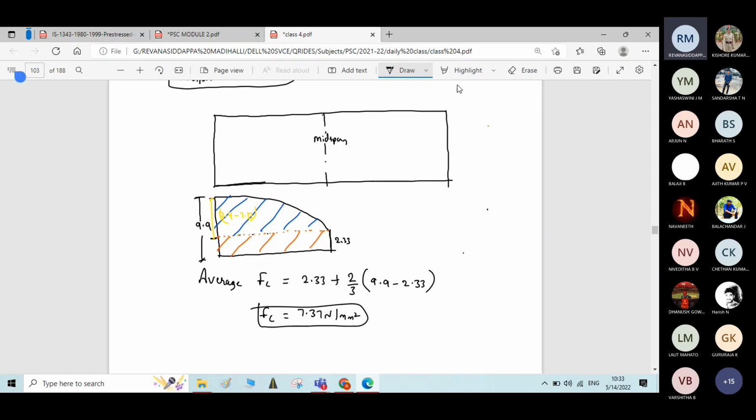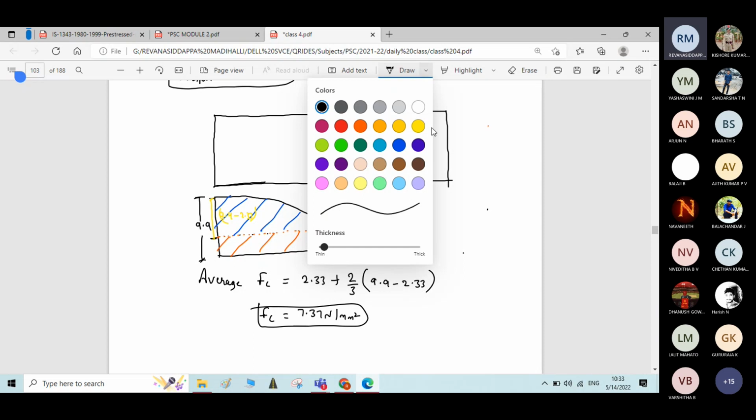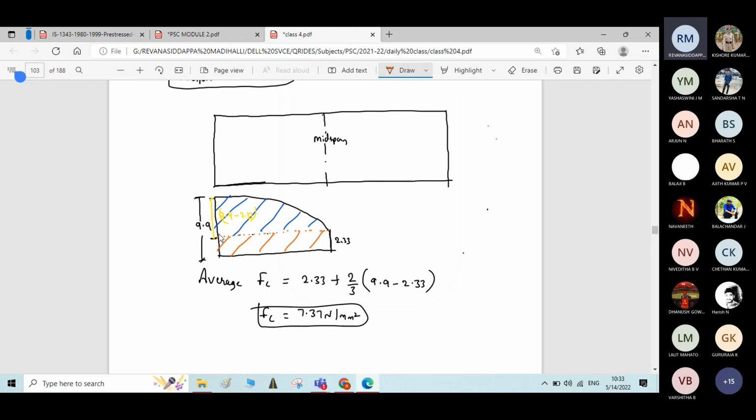Okay. By calculating, are you able to understand this calculation, students? See, by calculating 2/3 of this height of this parabola, the parabolic variation of the stress is converted into an average stress like this. So 2.33 plus this average stress will give a total average stress of 7.37 Newton per mm square.